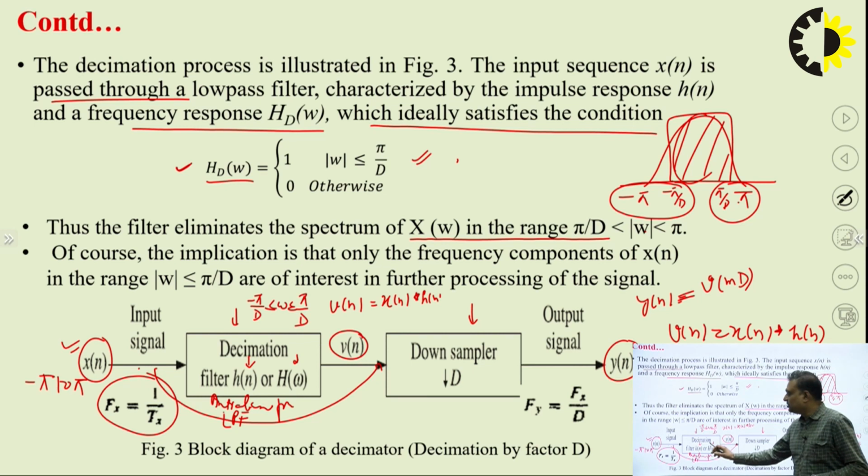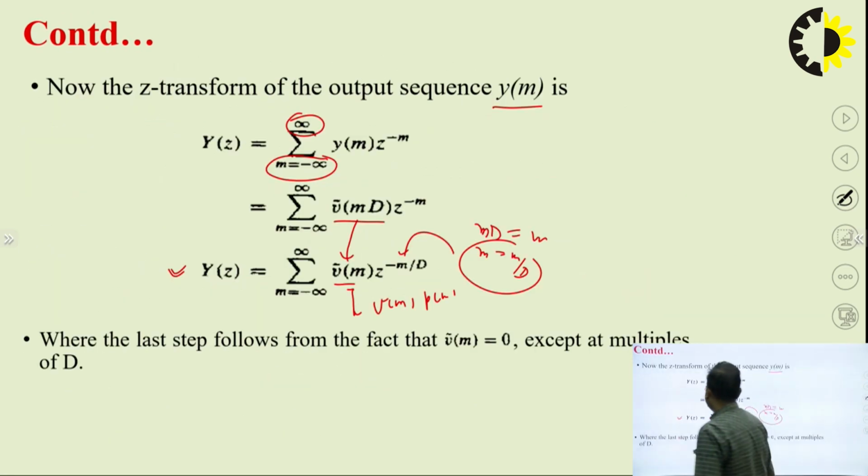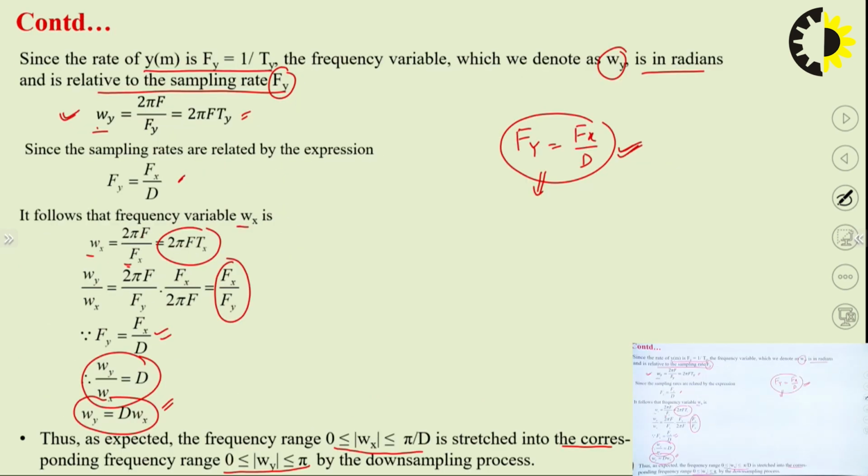We are passing it through our low pass filter so that we have reduced the spectrum range from minus pi by d to pi by d, so that when the downsampling operation is applied, the output will again be in the range minus pi to pi. So this is the reverse operation that we have done already.